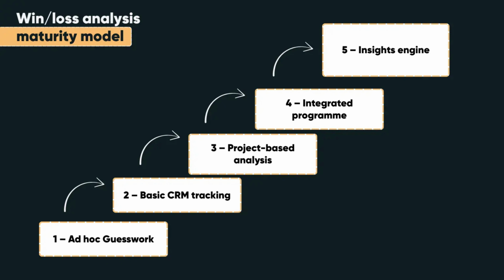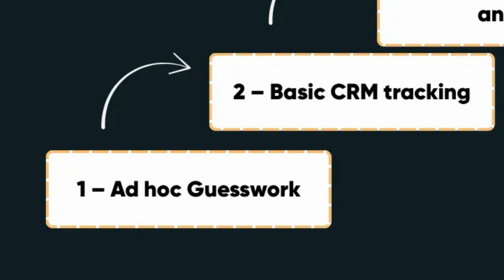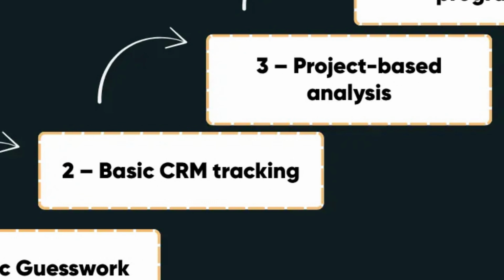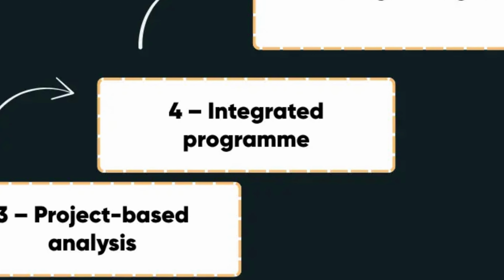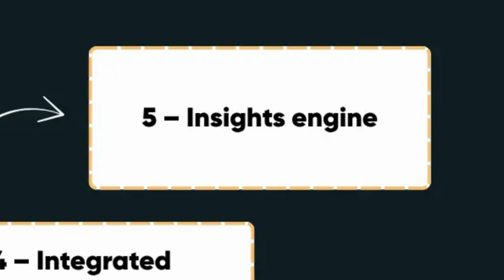So once the scope is clear, you can use the maturity model that I propose in the guide as a diagnostic, which I think is a good practice. The model moves from ad hoc guesswork to basic CRM tracking to project-based analysis to an integrated program, and then to a continuous insight engine. Now, if your organization is at stage 1 or 2, you certainly don't want to try to build a full insight engine for the whole GTM organization immediately.